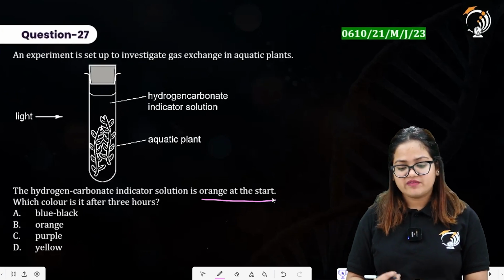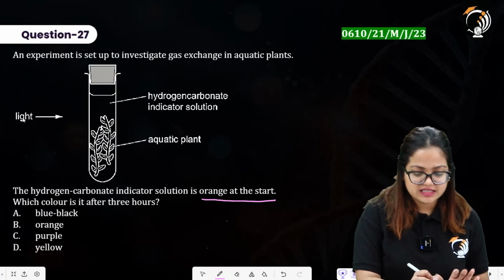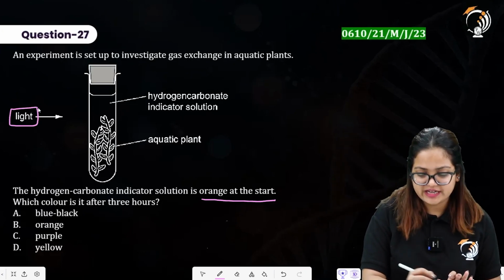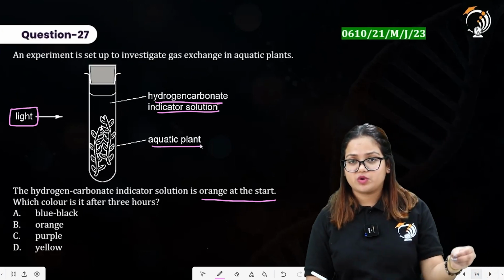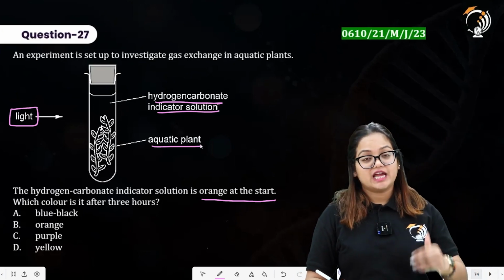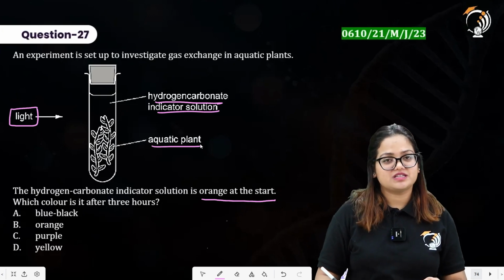Which color is it after the 3 hours? Since the test tube is being exposed to light, hydrogen carbonate solution is there, and an aquatic plant is there. It is filled with water. It will photosynthesize. It will consume all the carbon dioxide present in the test tube.